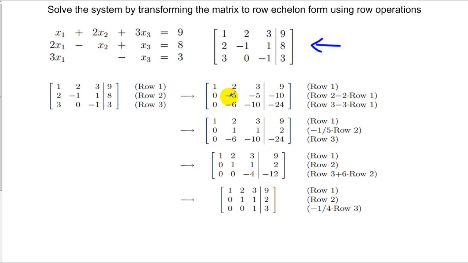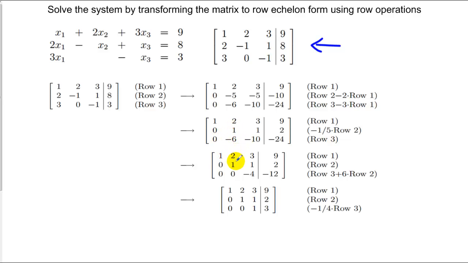Now I need to get a 1 in place of this -5. So in order to do that, I'm just going to multiply -1/5 by row 2. So I'll go ahead and do that, which is like dividing by -5. If I divide this by -5, I get 1. Divide by -5, I get 1. Divide by -5, and I get 2. I still haven't gotten 0 below this 1 value yet.